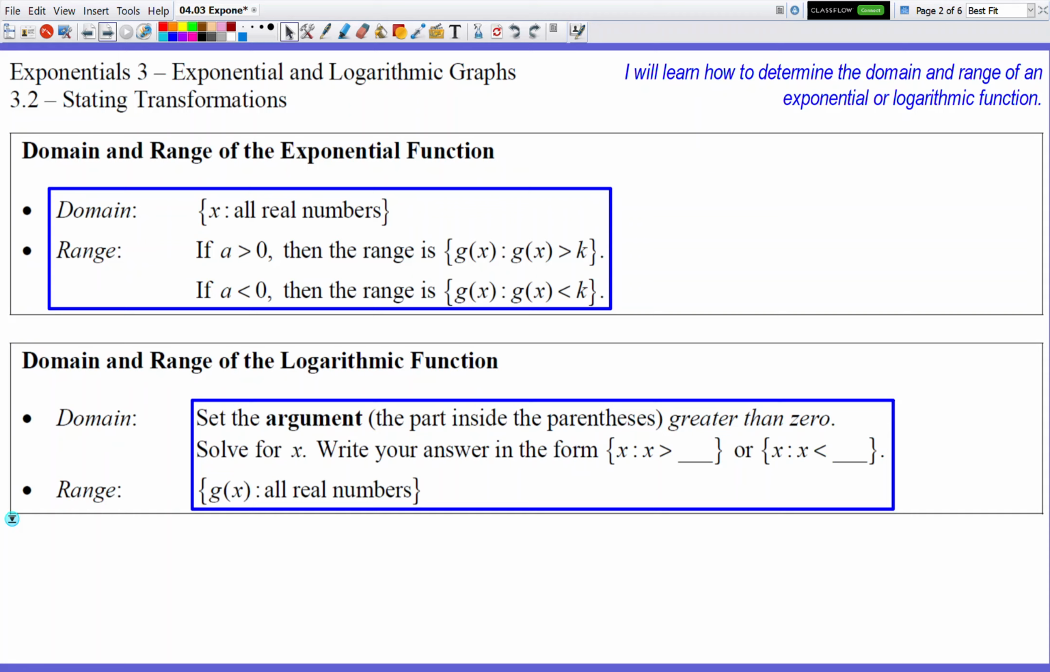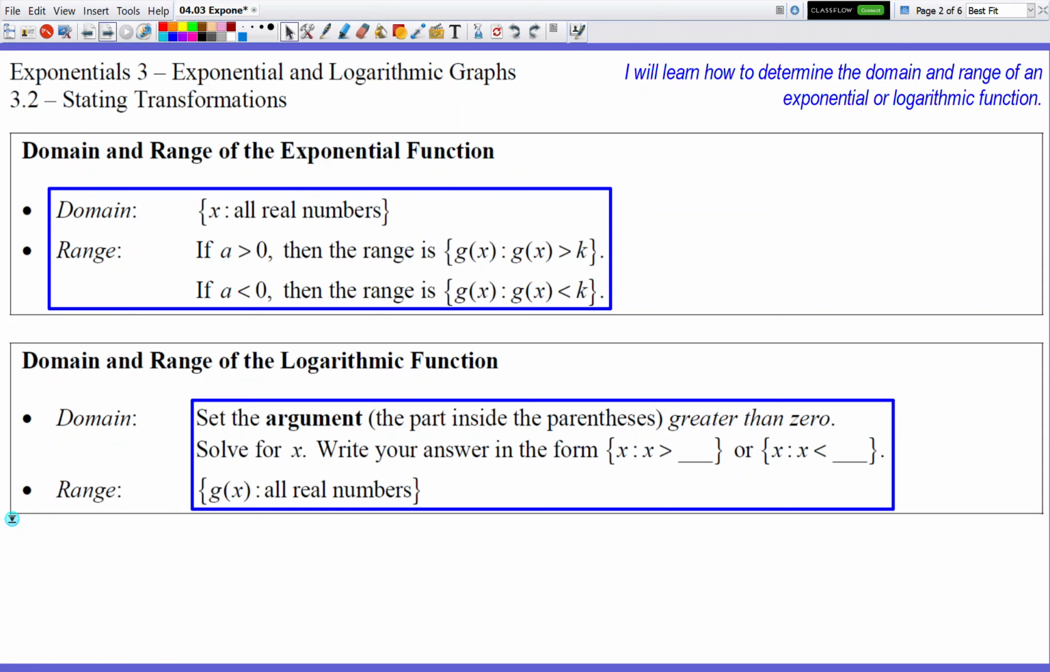For domain and range in a logarithmic function, range will be your favorite, all real numbers. Domain, on the other hand, is going to be grabbing your argument, what is inside the parentheses, and setting it greater than 0. The reason you have to set it greater than 0 is because in a logarithm, the inside of a log can never be 0 or negative numbers. That's a very big no-no. If they ever are 0 or negative, that's going to basically crash the problem. So it's not allowed.